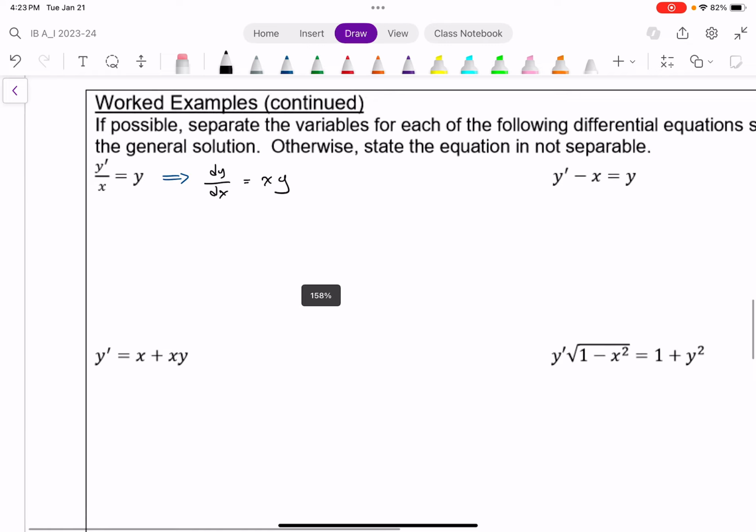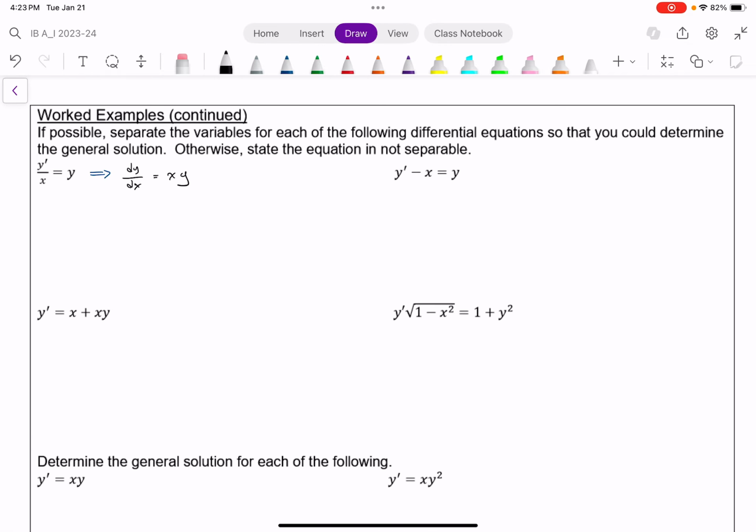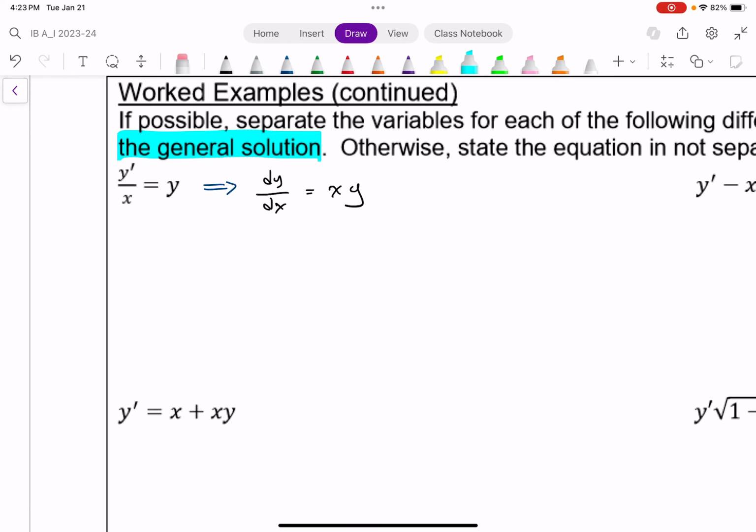So if it's separable, now what I want to do is write it in a way that I could use to determine the general solution. I'm not actually going to find the general solution for this question, but I want to find a way to set it up so that I could do that. So the basic idea is I want to take my equation, now that it is separable. I can see it's written in this form.